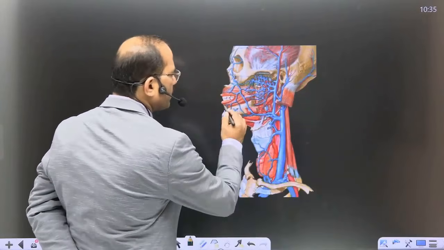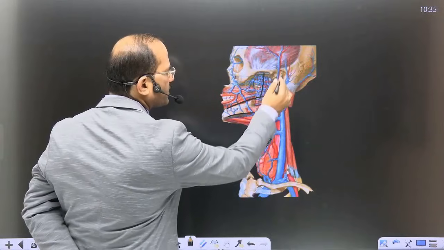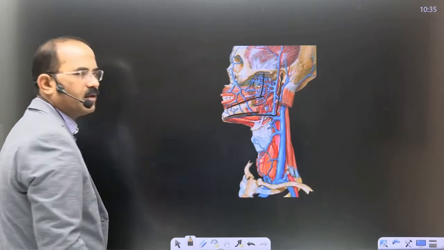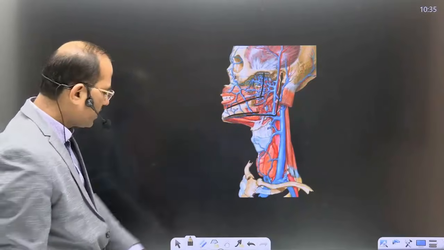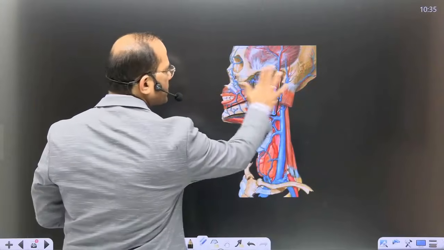What is this for the mandible? That's the body. And what's that? Ramus of the mandible. That's the angle. We remove the ramus. What is this?